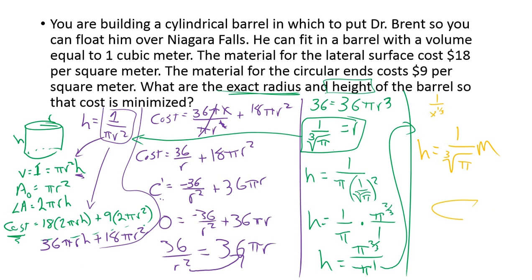So that means that our barrel, to minimize our cost, would be 1 over the cube root of pi in the radius, and 1 over the cube root of pi for its height. Okay, and so that would be our answer for those.